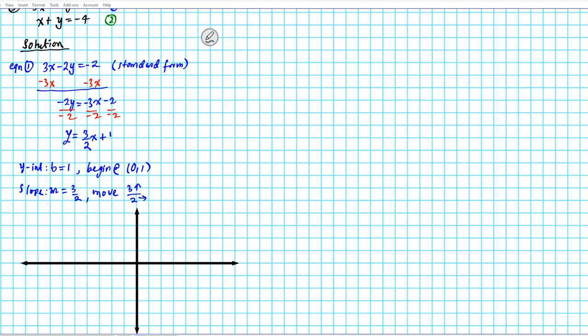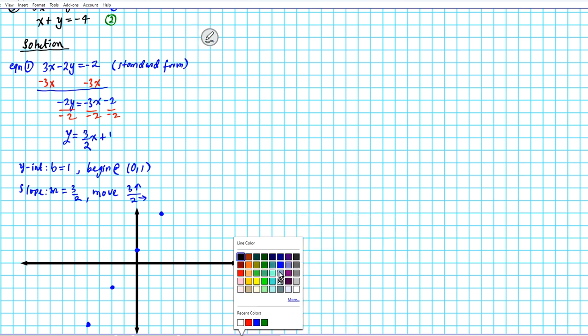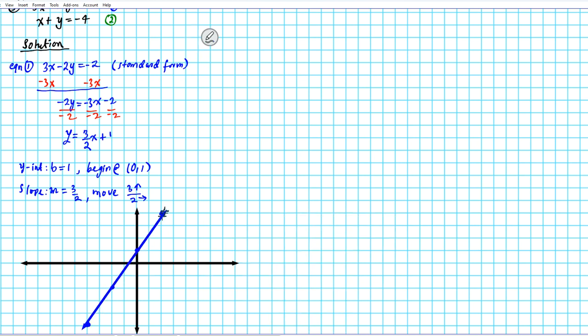Our y-intercept for equation 1 is 1, so 0, 1. We're going to rise 3 and run 2. Or we can fall 3 and back up 2. And there you have it. Those are the points that define the line for the first equation. So let's make that blue and graph it. There goes your first one.